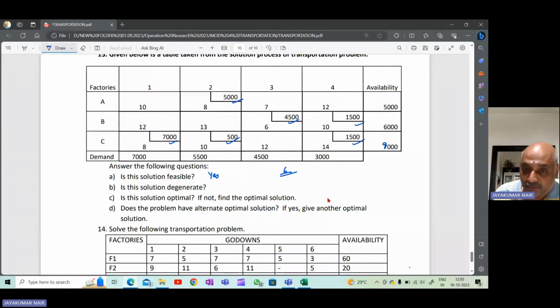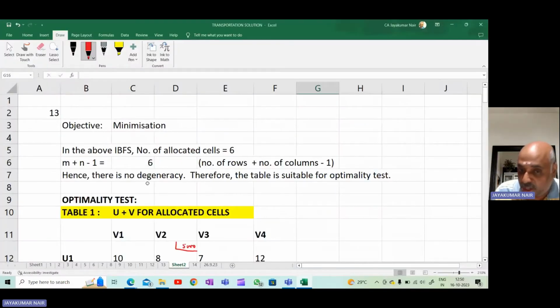Now you have to apply one formula, m plus n minus 1. M means the number of rows, n means the number of columns, minus 1. So m plus n minus 1 will be number of rows 3, number of columns 4, minus 1, we get 6. Because the number of allocated cells is equal to m plus n minus 1, this solution has no degeneracy.